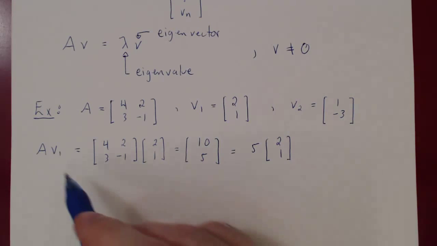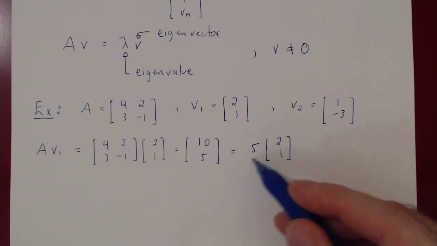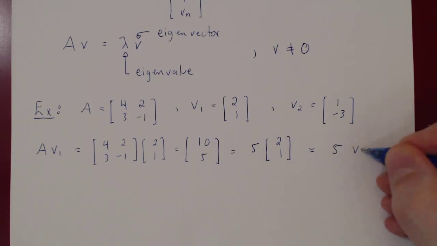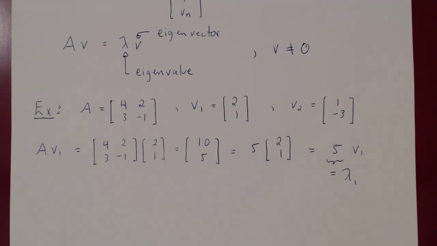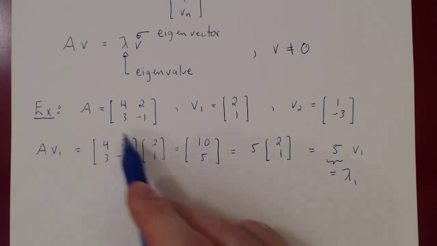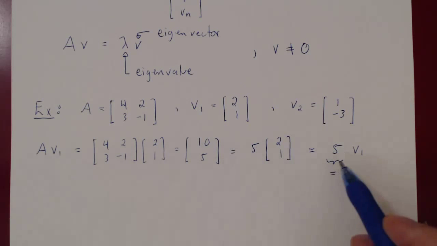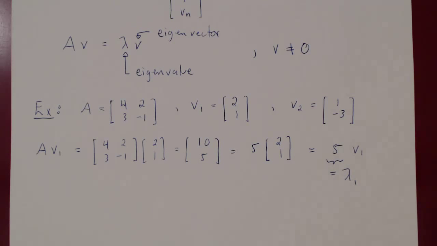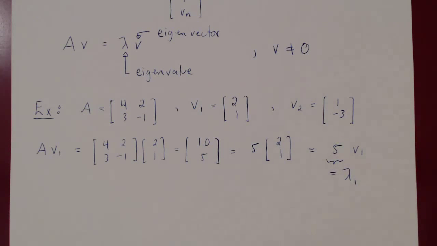So look at that. A times V1, so this matrix times the vector 2, 1, ends up being quite simply 5 times the same vector. So this is simply 5 times the vector V1, and so 5 is our eigenvalue. We'll call it lambda 1. You see, AV1 is simply 5 times the vector 2, 1. So AV1 is equal to 5 V1. So the eigenvector here is 2, 1, and the corresponding eigenvalue, lambda 1, is 5. So indeed, 5 is an eigenvalue of A, and V1, the vector 2, 1, is an eigenvector.